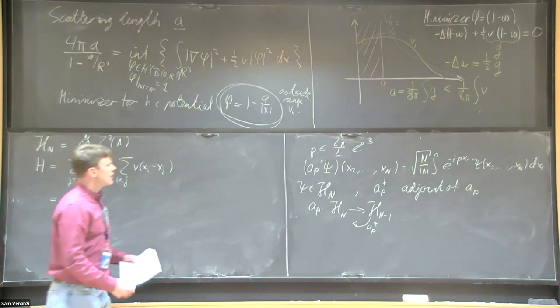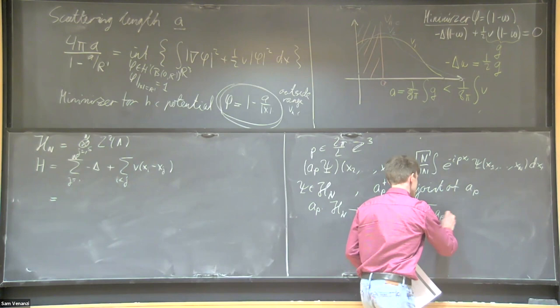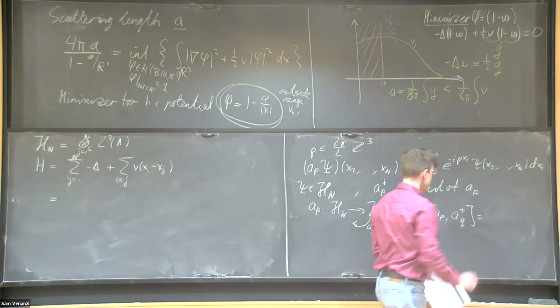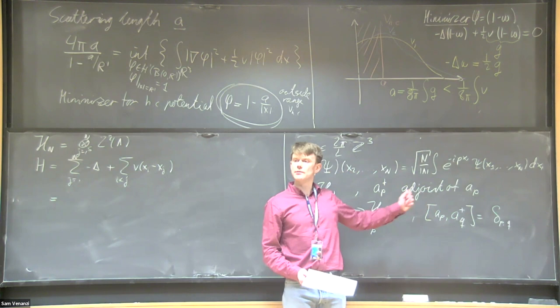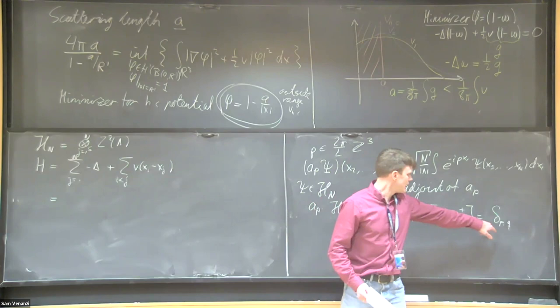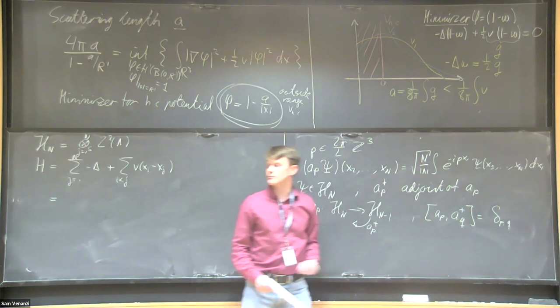And the factors are chosen so that if I take an AP and an AQ and then calculate their commutator, that would give me a delta PQ. So operators corresponding to different momenta commute, but if I commute with the same momentum, then I pick up a 1. That's where this combinatorial factor comes from. That's to make sure that this works.